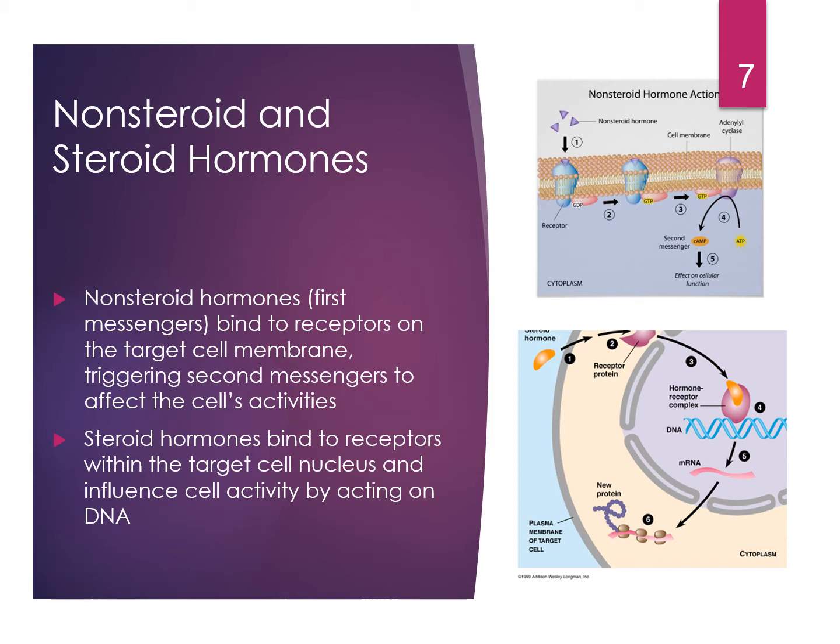The nonsteroidal hormone will bind to a receptor on the target cell's membrane, and this triggers a cascade of events inside the cell. One of the most common second messengers is something called cyclic AMP or cAMP. And that second messenger is activated, which causes a cascade of other chemical interactions to elicit the desired response inside the cell.